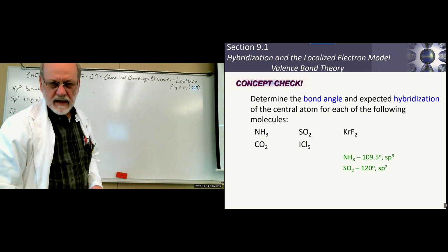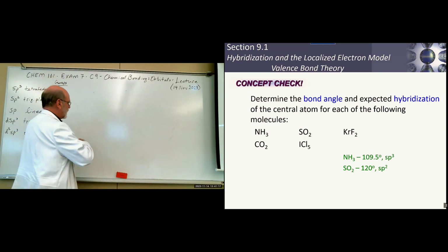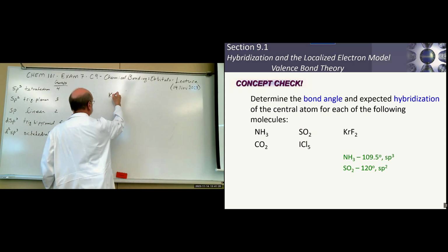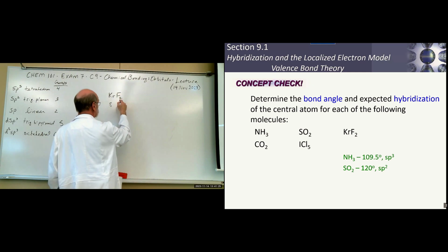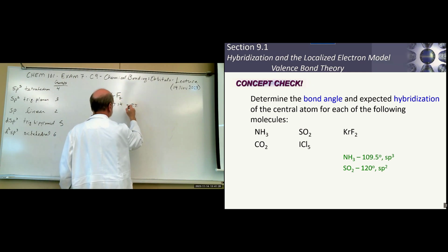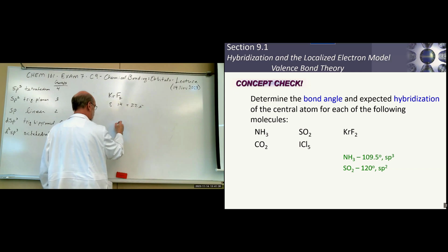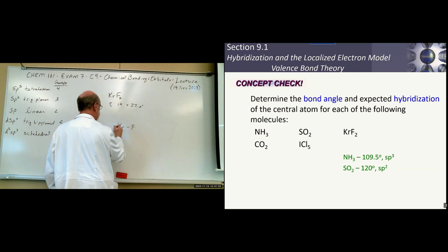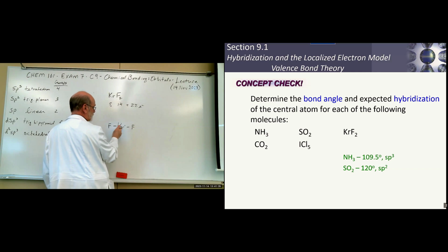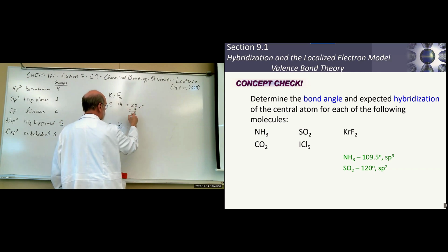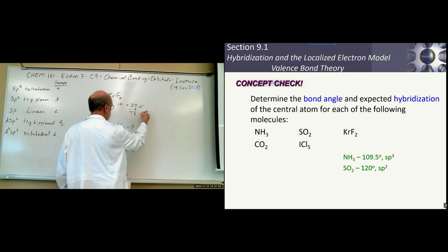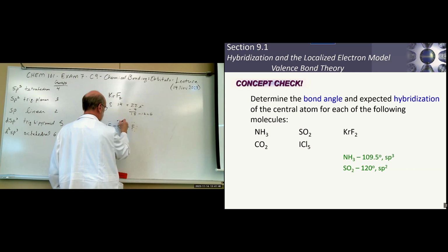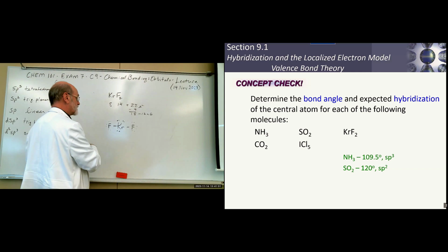All right. Let's see. I guess krypton difluoride is our next one. Krypton's 8, fluorine is 7 times 2 is 14, which is 22 total. Krypton has 2, 4, which is 18. Then 2, 4, 6, 8, 10, 12, which is 6. Okay. So what's the hybridization here?